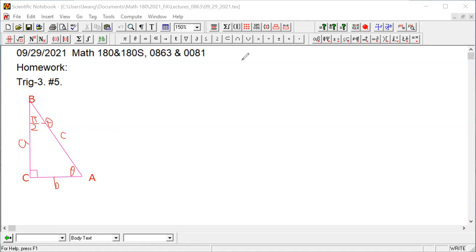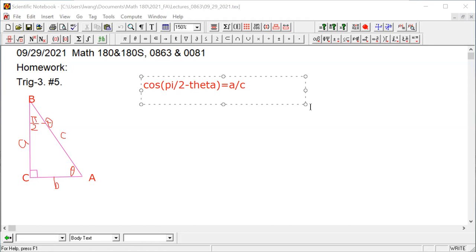Okay, so let's look at the following derivation. The definition of cosine of pi over 2 minus theta, right, is equal to what? Basically, cosine of pi over 2 minus theta is cosine of this angle, which is the adjacent side over C, right? So that's going to be A over C.